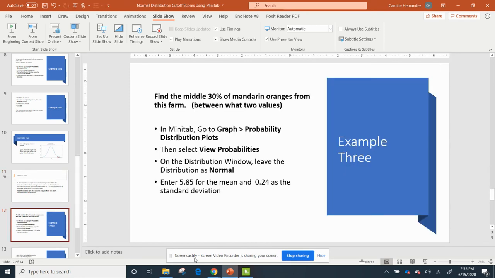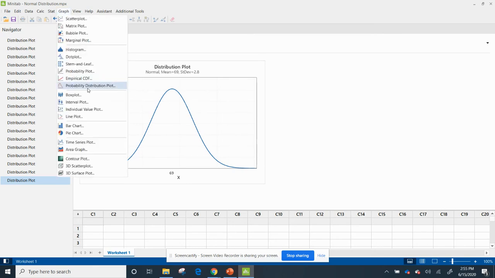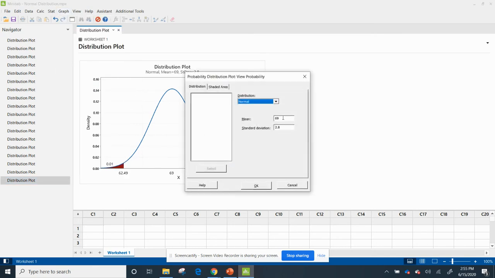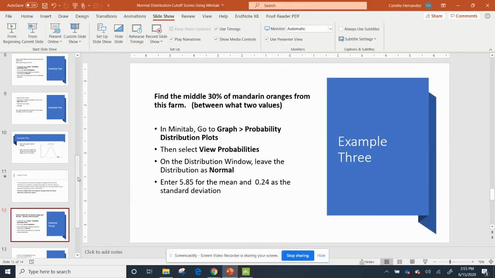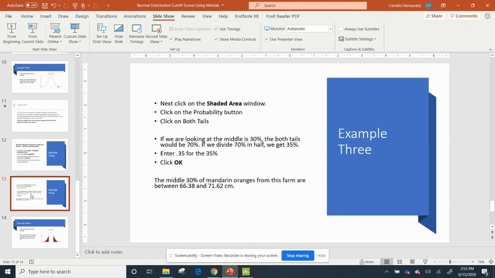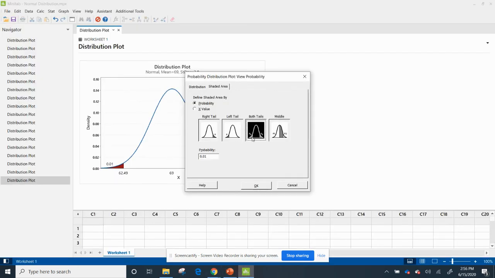I'm going to go ahead and put my stuff in. Change my mean. My mean is, again, 5.85, and my standard deviation is 0.24. For the middle 30%, if I go here and look, I have this middle option. So I can do it, but what's the issue? The issue is I don't know if it's going to be correct. So let's go look and see. I have the directions for you. You want to do the tails, and I'll show you why. So I go to tails. I want this area you can see slightly in white.